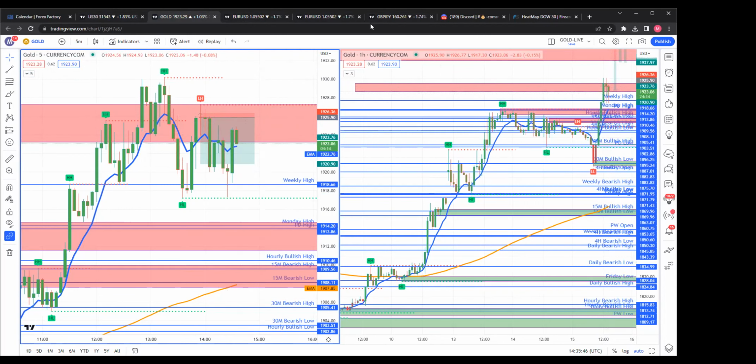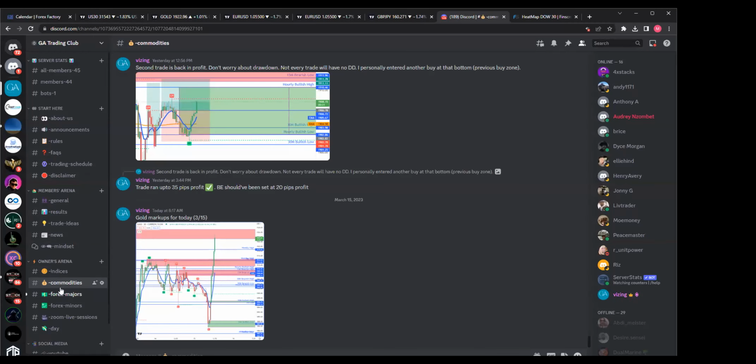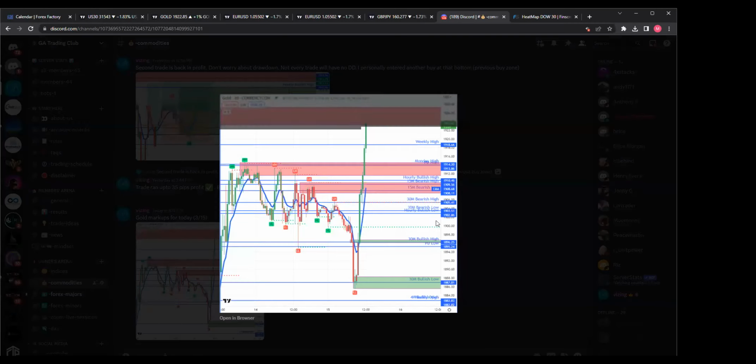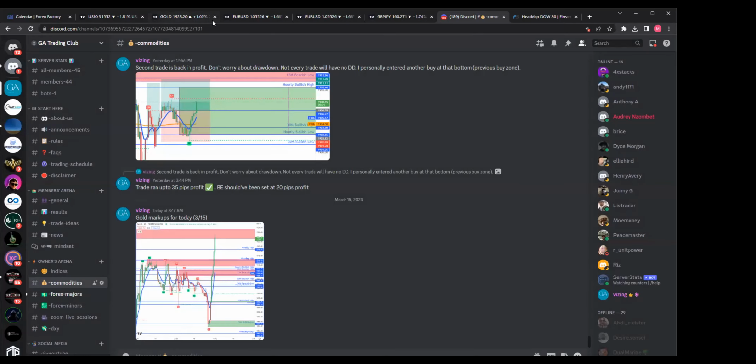So here, I'll show you guys. This is the same thing I sent on the Discord today, even before price got there. So this is on the 30-minute. You can see that price was getting into that sell zone, because 1927 is somewhere above here.